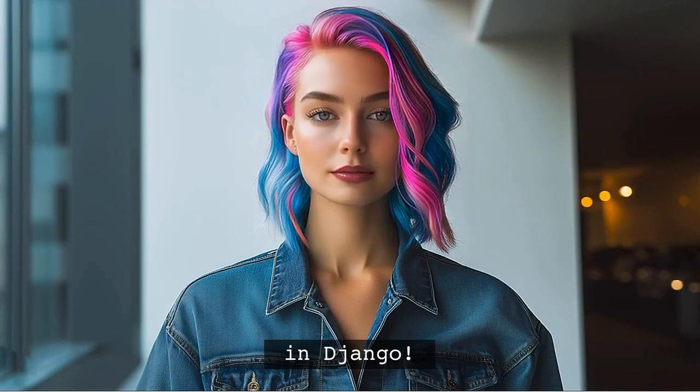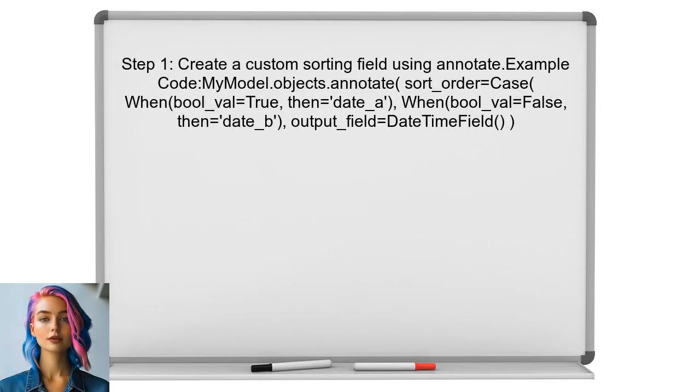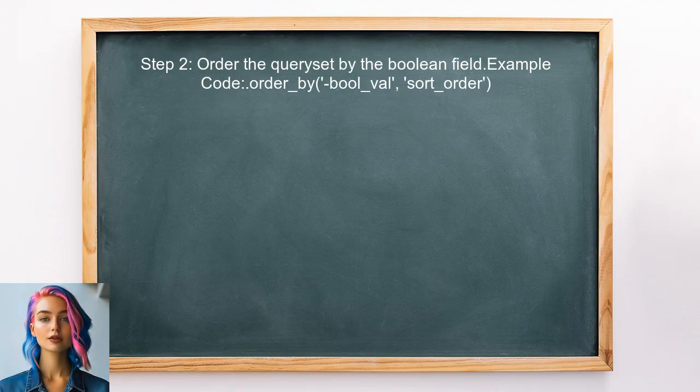To achieve the desired sorting in Django, the user should start by using the annotate method to create a custom sorting field. This field will determine the order based on the Boolean value. Next, the user needs to order the query set by the Boolean field first, ensuring that the rows with bool val set to true come before those with bool val set to false.